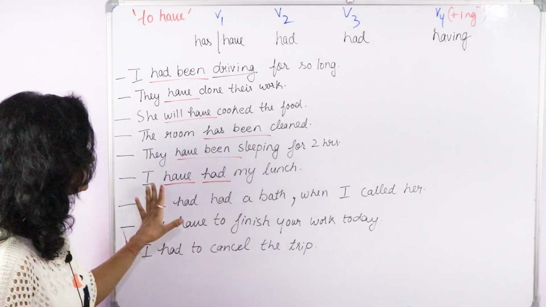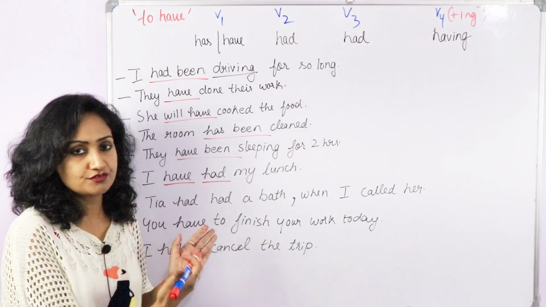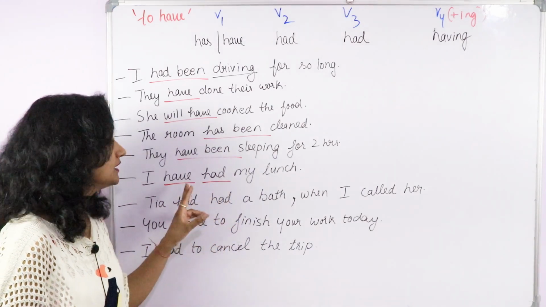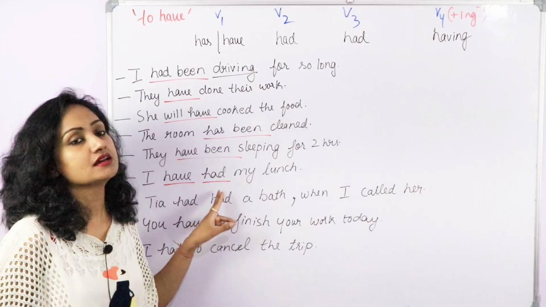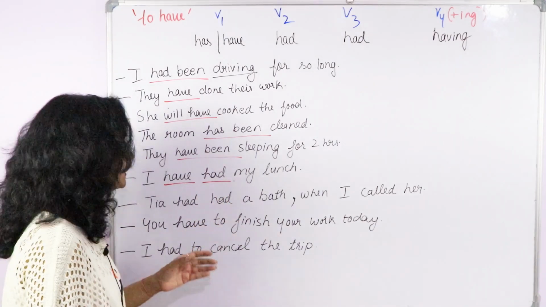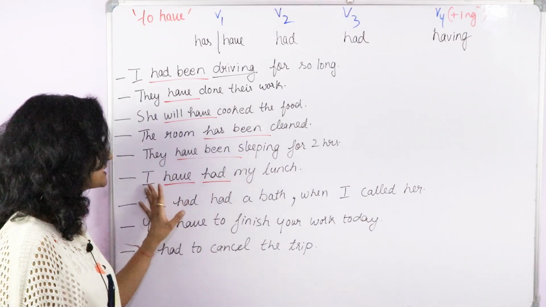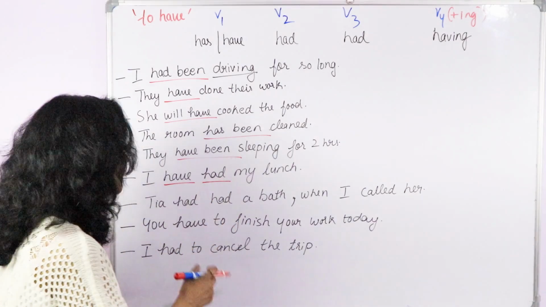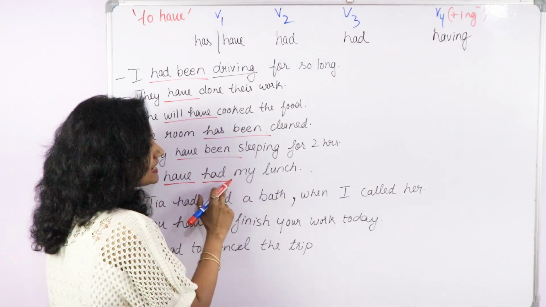So here this is present perfect and the meaning is different here. This have has a different meaning and this had has a different meaning. This have is an auxiliary verb and this had is the main verb, which means eat, to eat. Okay, so subject plus have plus third form of the verb is present perfect. So I have eaten my lunch or I have had my lunch.